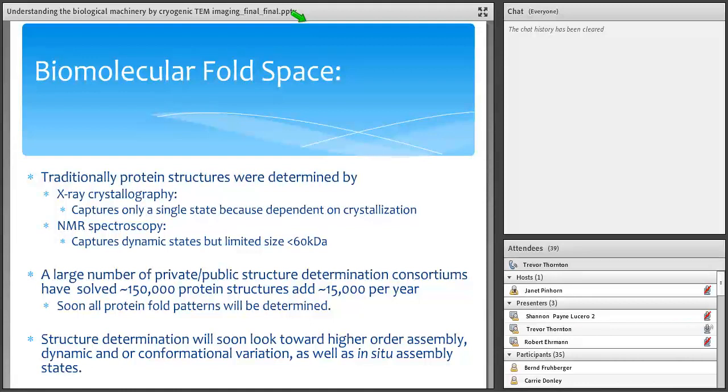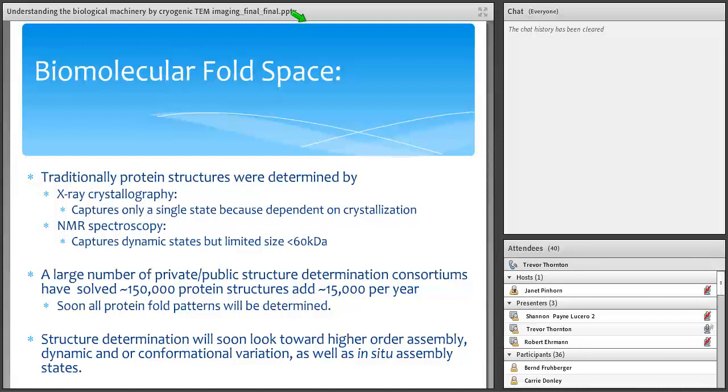Now, NMR spectroscopy can look at dynamic states, but it's really limited in size because of the need to separate the different peaks needed to solve the structure. The magnets can only get so big, so we're limited to maybe 40 kilodaltons for NMR spectroscopy. But in the past 20 years, a large number of private and public structure determination consortiums have formed. We now have 150,000 protein structures in the database, the PDB, the Protein Data Bank, and we're adding 15,000 per year. A large proportion of those are now coming from cryo-EM.